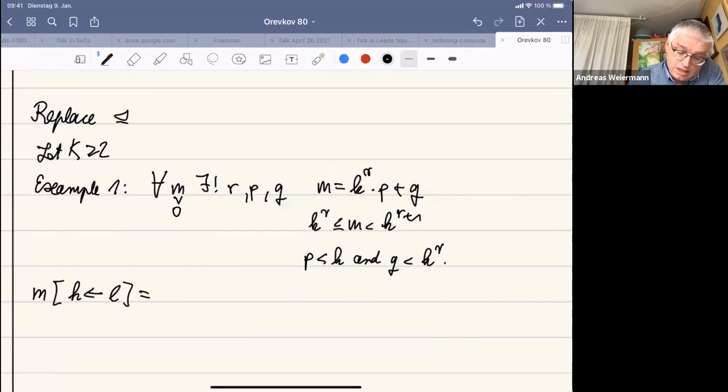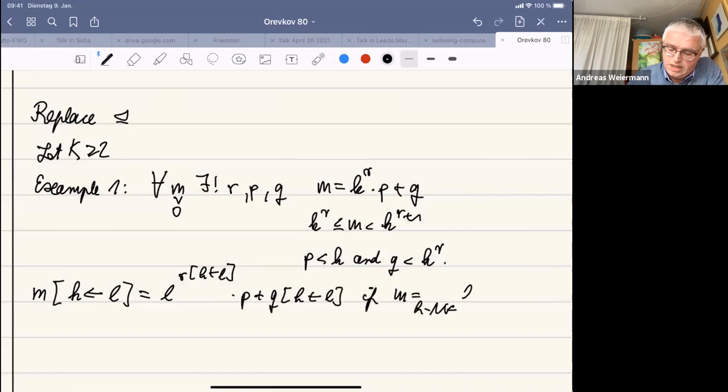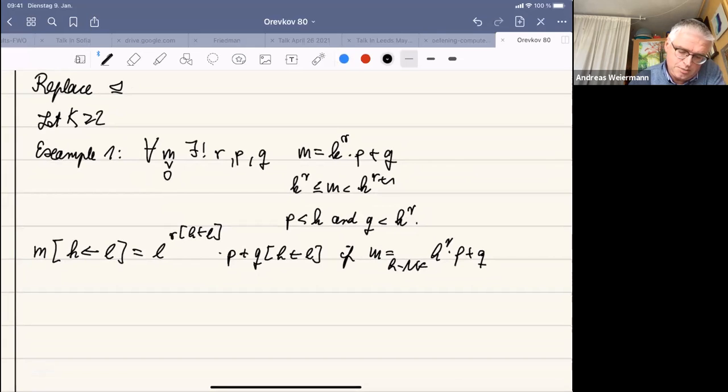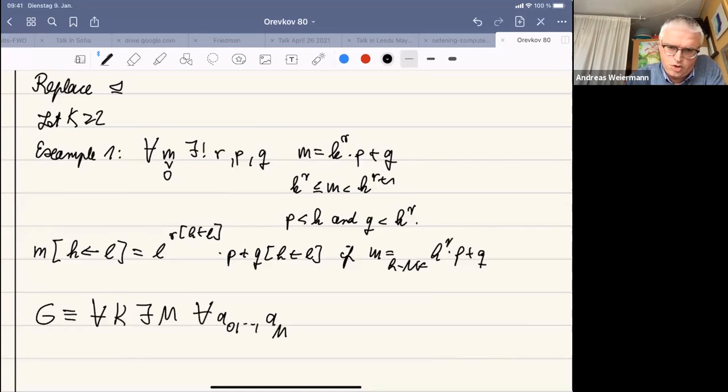It will be L to the r, where I do the replacement, times p. Well, note, p is smaller than k, there's nothing to replace. And I do the replacement in q, if m is in k-normal form equal to k to the r times p plus q. Now, when I fix this notation, I can write down the following statement. G is the following statement. For all k, there's an m such that for all numbers a0 to am, now I switch from terms to numbers.